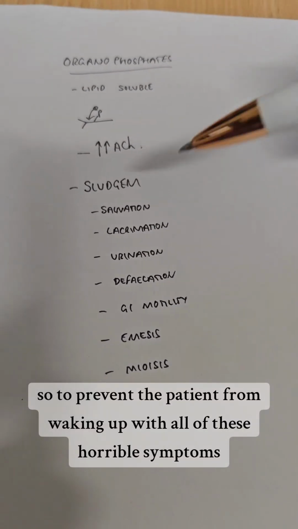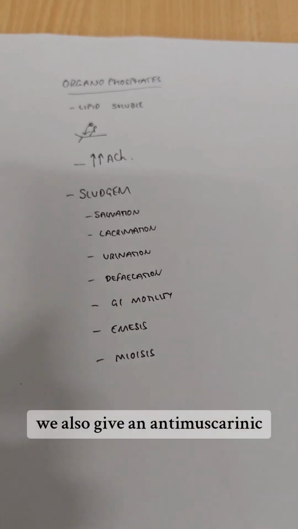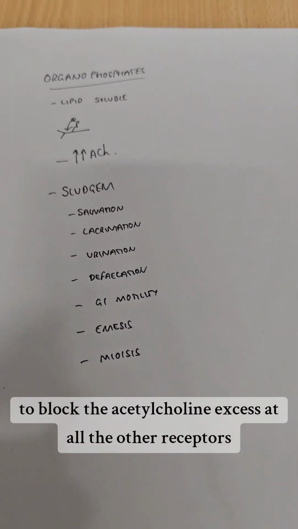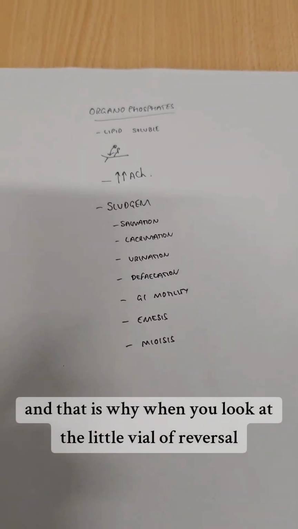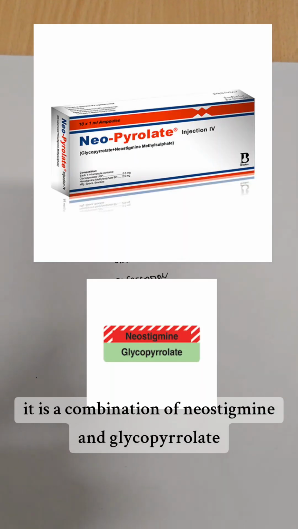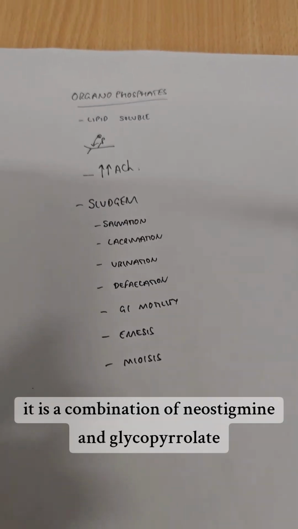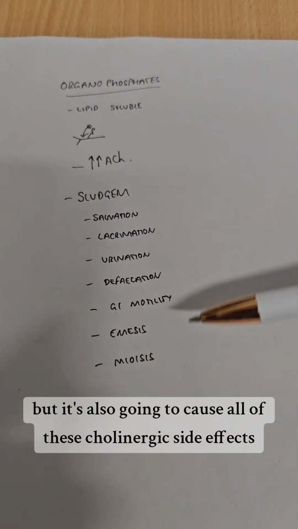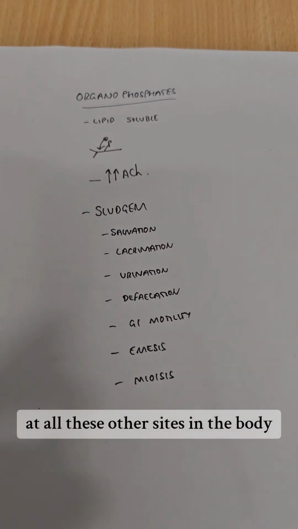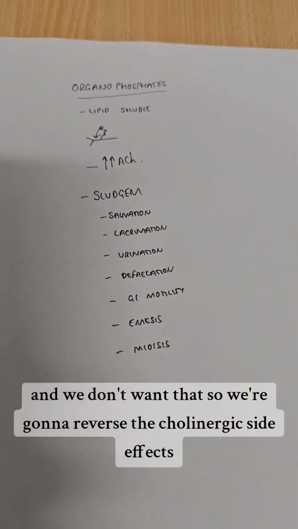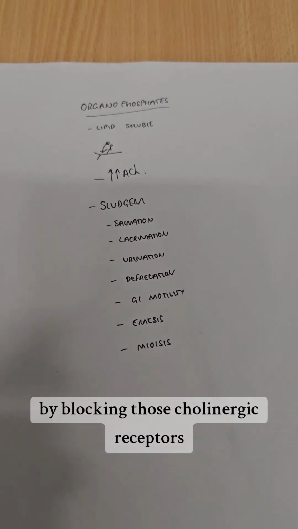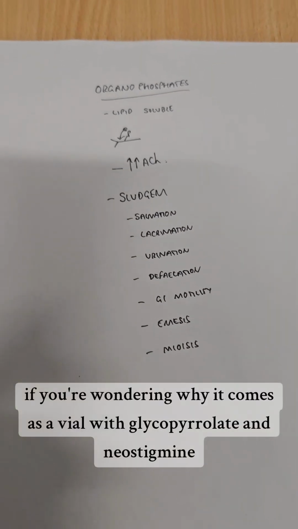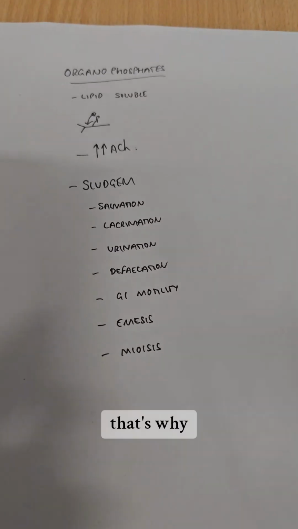So to prevent the patient from waking up with all of these horrible symptoms, we also give an antimuscarinic to block the acetylcholine excess at all the other receptors. So we give glycopyrrolate, and that is why when you look at the little vial of reversal, it is a combination of neostigmine and glycopyrrolate. The neostigmine is doing the reversal of the rocuronium, but it's also going to cause all of these cholinergic side effects at all these other sites in the body, and we don't want that. So we're going to reverse the cholinergic side effects by blocking those cholinergic receptors, the muscarinic receptors, by giving glycopyrrolate. So if you're wondering why it comes as a vial with glycopyrrolate and neostigmine, that's why.